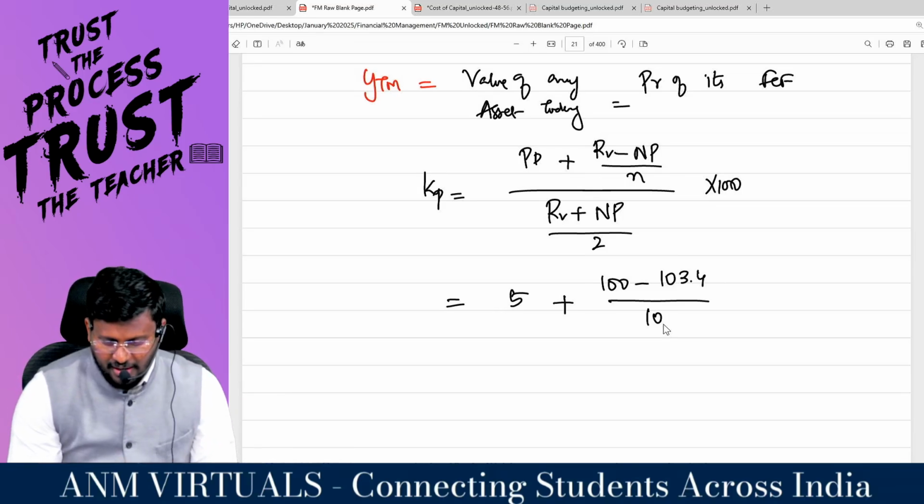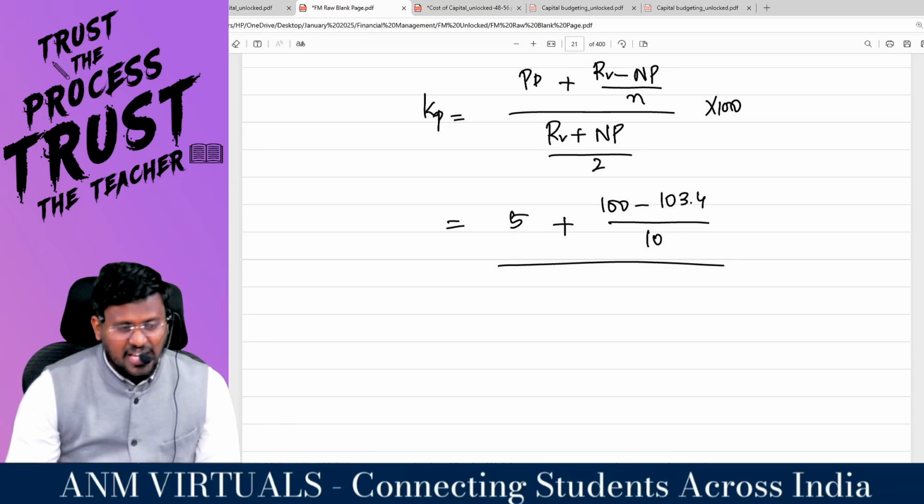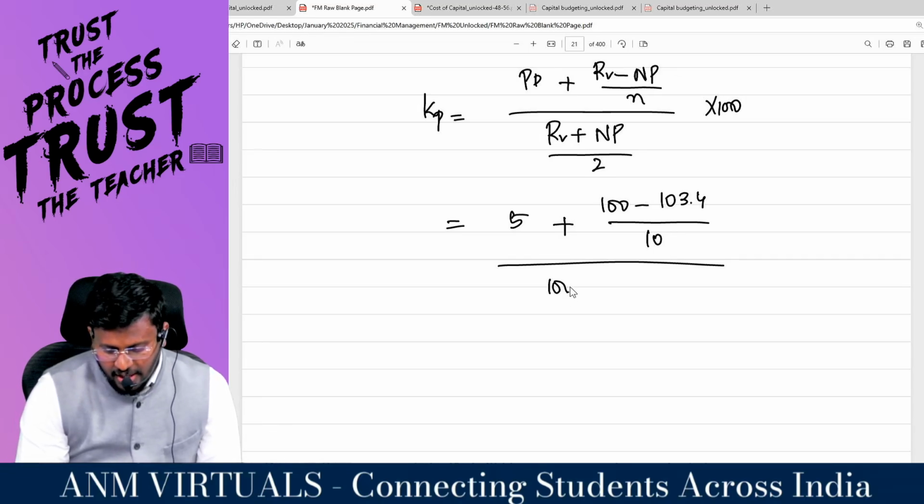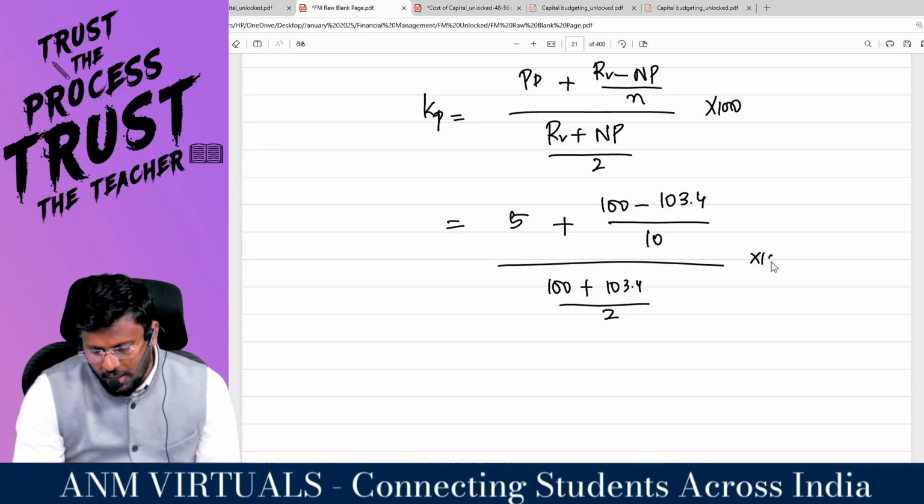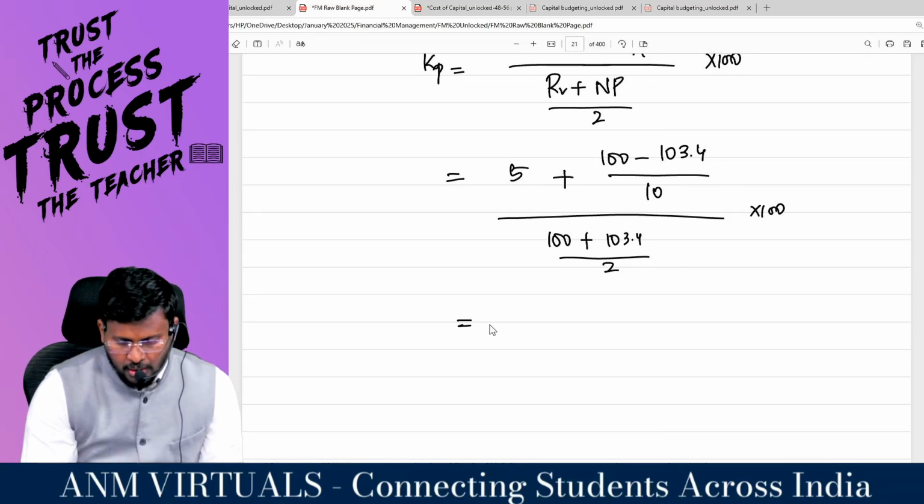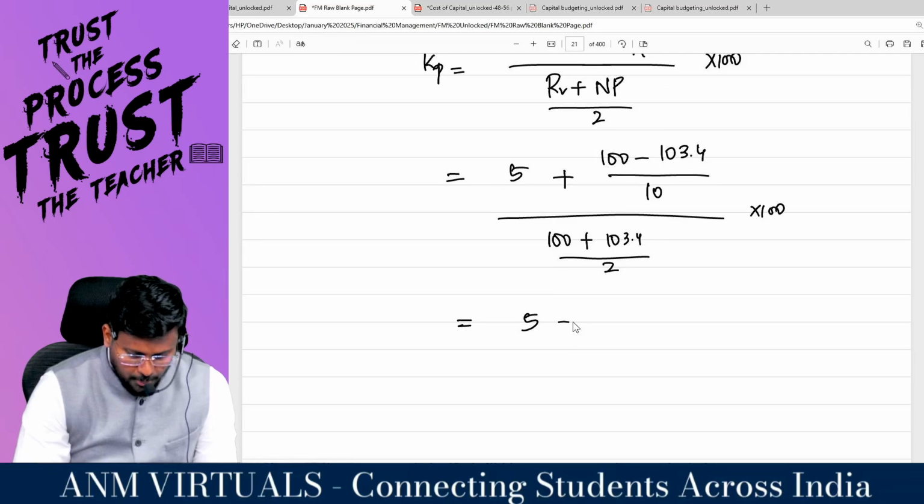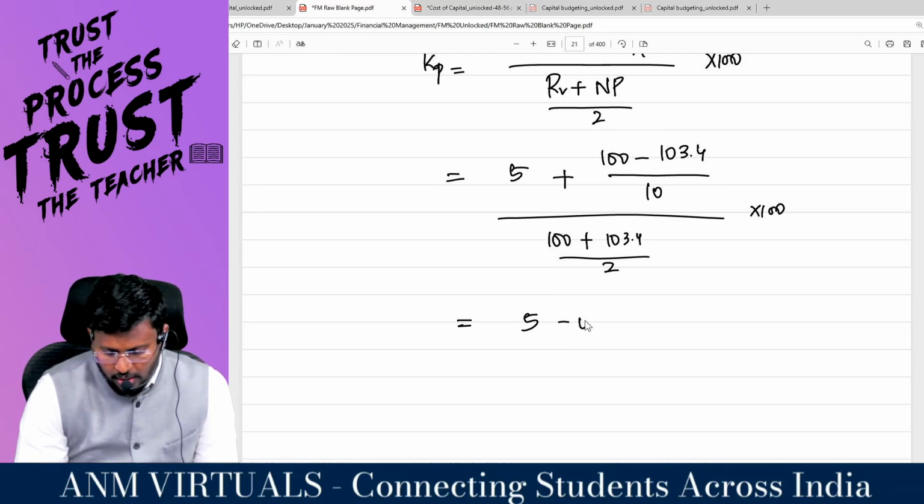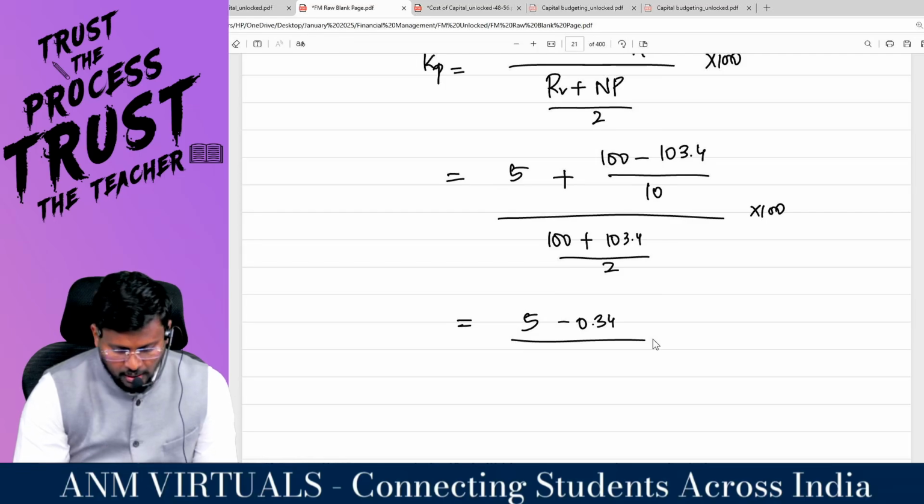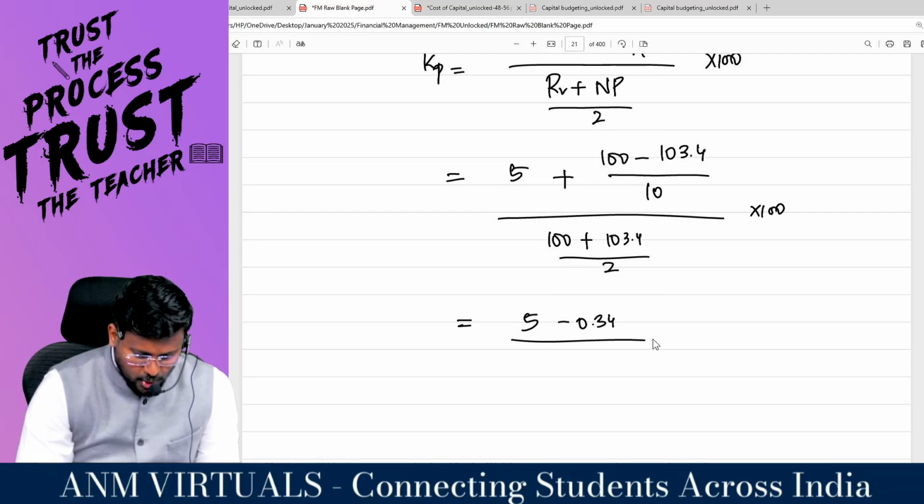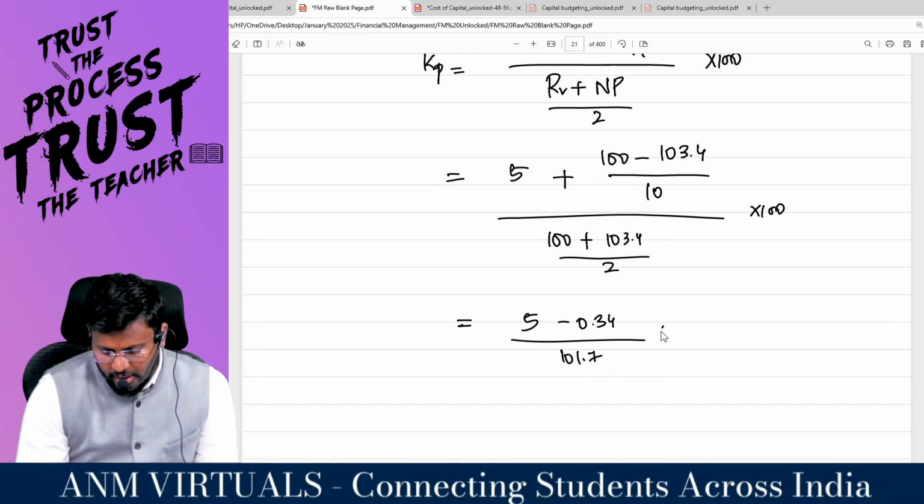It will reduce the cost of capital, right, sir? Divided by what is RV? 100 plus what is NP? 103.4 divided by 2 into 100. So 5 minus, actually 100 minus 103.4 comes to 3.4 divided by 10 means 0.34. Are you really with me? Divided by 100 plus 103.4 divided by 2 comes to 101.7.